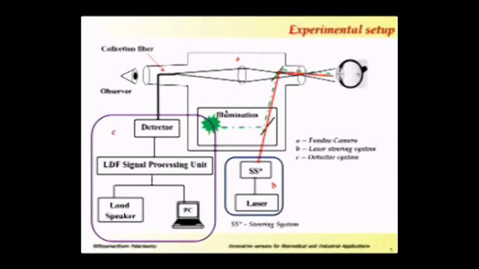The signal from the avalanche photodetector was also fed into an LDF digital signal processing unit, which digitizes and analyzes the signal and sends the results to a personal computer through an RS-232 serial communication interface. The Doppler signal was also fed into a loudspeaker, allowing the loud pulsating pitch of the Doppler signal to be heard by both the operator and the subject.